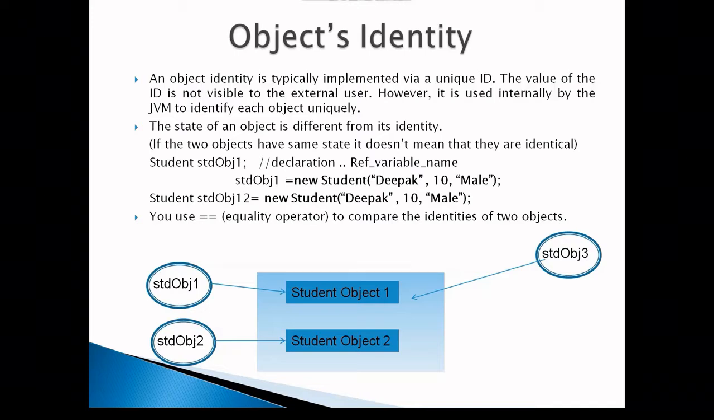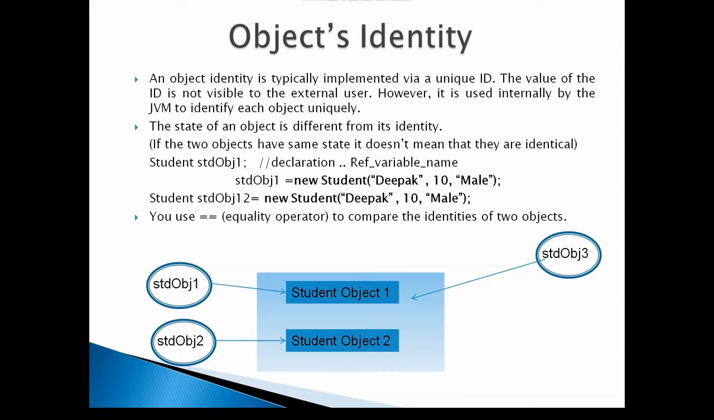So here two methods are there in this slide. First one, we declare the variable name and then we assign the object to that variable. Second, we directly write student std obj1 equal to new student Deepak 10 and male. So in this way we can create the objects. Now we use the equality operator to compare the identity of the two objects. How, we will see just a few slides later, in 2 to 3 slides I will show a demo of how we can use equality operator and what is the difference between equality operator and equals method.